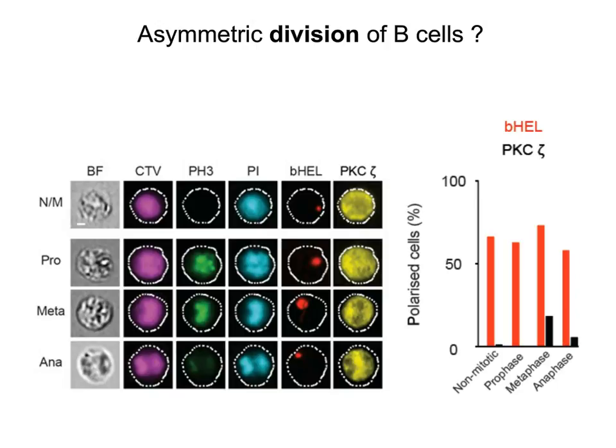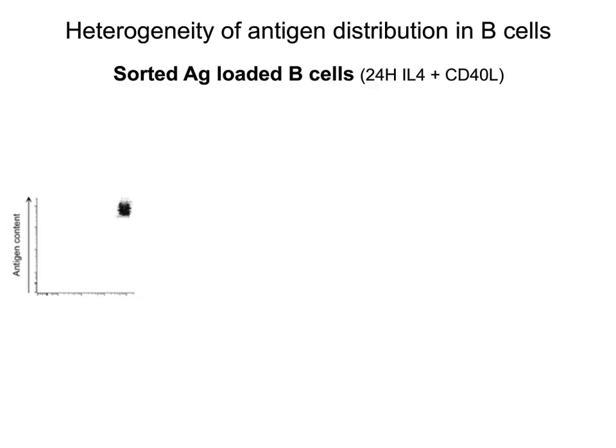So if it is not an asymmetric division that is explaining the unequal distribution of antigen between the two daughter cells, what is the explanation then? We think that it is related to the heterogeneity of antigen distribution in B cells. Because in fact, when you analyze mother B cells loaded with antigen by flow cytometry, it looks like it is a very homogeneous population as far as the antigen content is concerned.